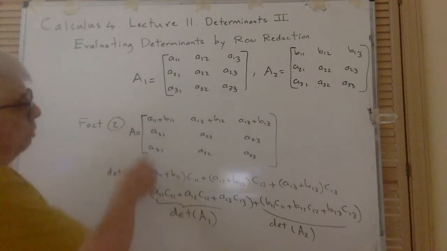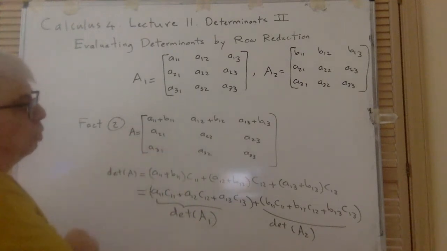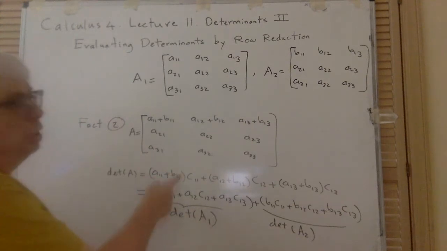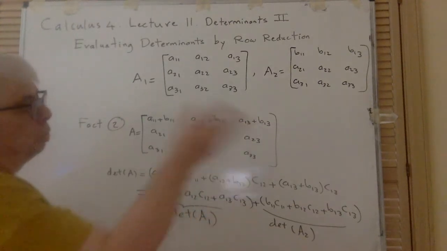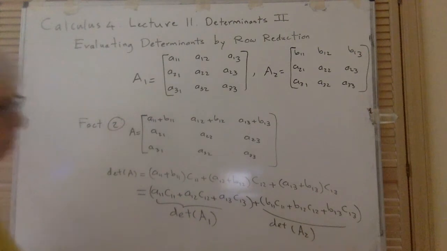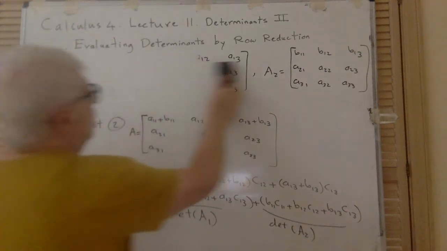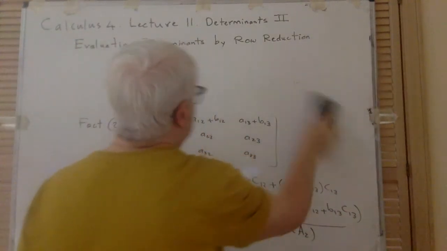You can guess that for one row other than row number 1, if I have n by n, then this will be AI1 plus BI1, AI2 plus BI2, and so on. You will get the same thing, except you have more than 3 terms. So this is fact number 2. Let me erase this.